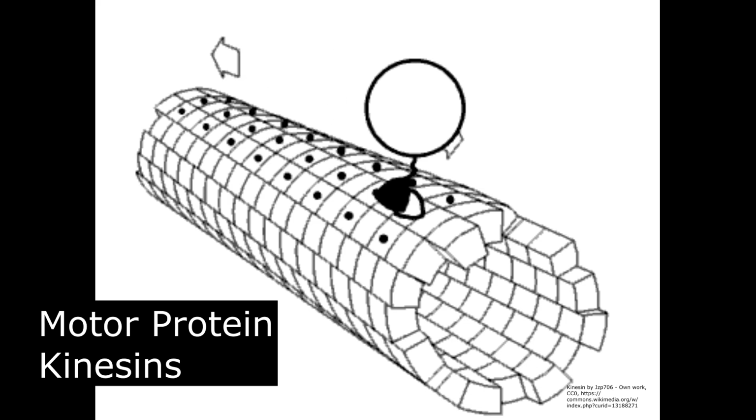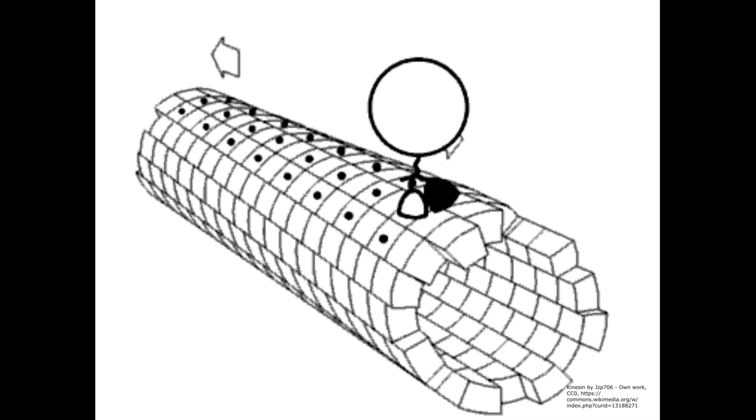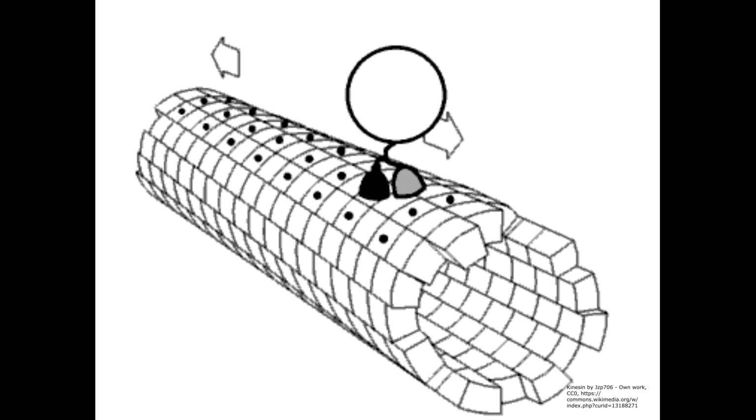Motor protein kinesins play a vital part in many living cells, dragging cargoes of vesicles along microtubule rails. They actually look like little tiny workmen walking along the microtubule.